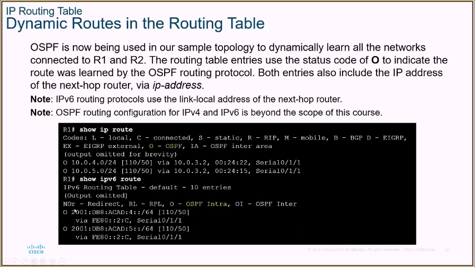So here, of course, this is the routing table for IPv6. And so pretty much the same, except of course they're IPv6 addresses. And so destination network, prefix, admin distance, metric, next hop IP address, exit interface.